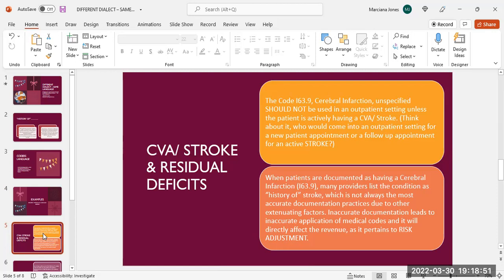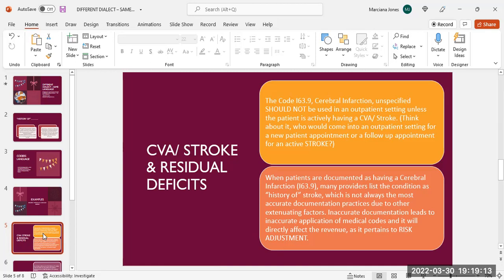You know how you can say physician or doctor. You can say lawyer or attorney. You can say teacher or educator. You can say cerebral infarction or stroke. So the code I63.9, cerebral infarction unspecified, should not be used in an outpatient setting unless the patient is actively having a stroke or a CVA.